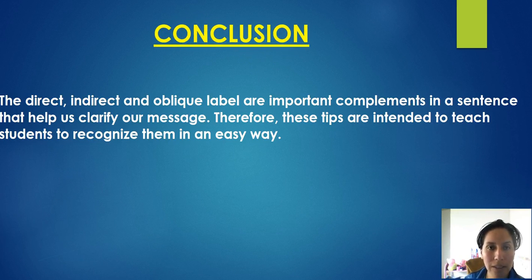To conclude, direct, indirect, and oblique objects are important components of noun phrases in a sentence that help us to clarify our message. Therefore, these tips are intended to teach students to recognize them in an easy way.